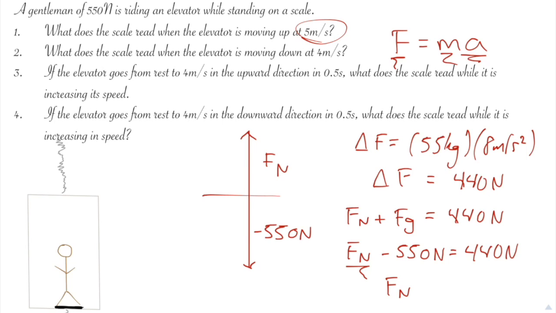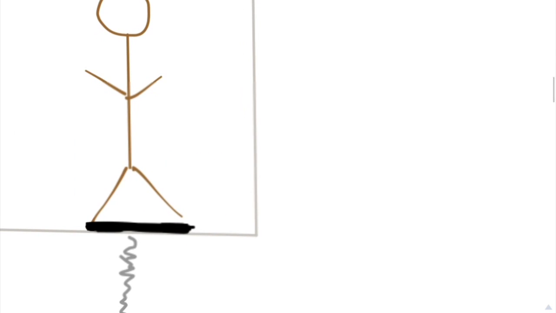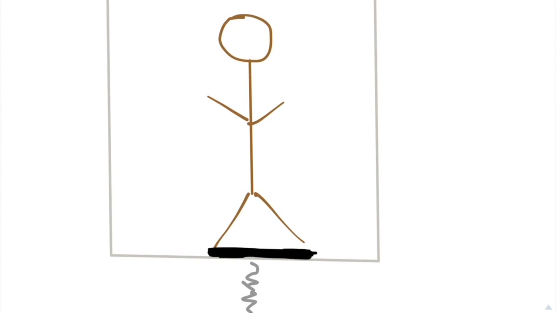So when we solve for the normal force, we get that the normal force is equal to 990 newtons. That is much larger than the 550 newtons that the man weighs. So now we have to ask ourselves, does this make sense? And I'm going to hope to make sense of it for you now.